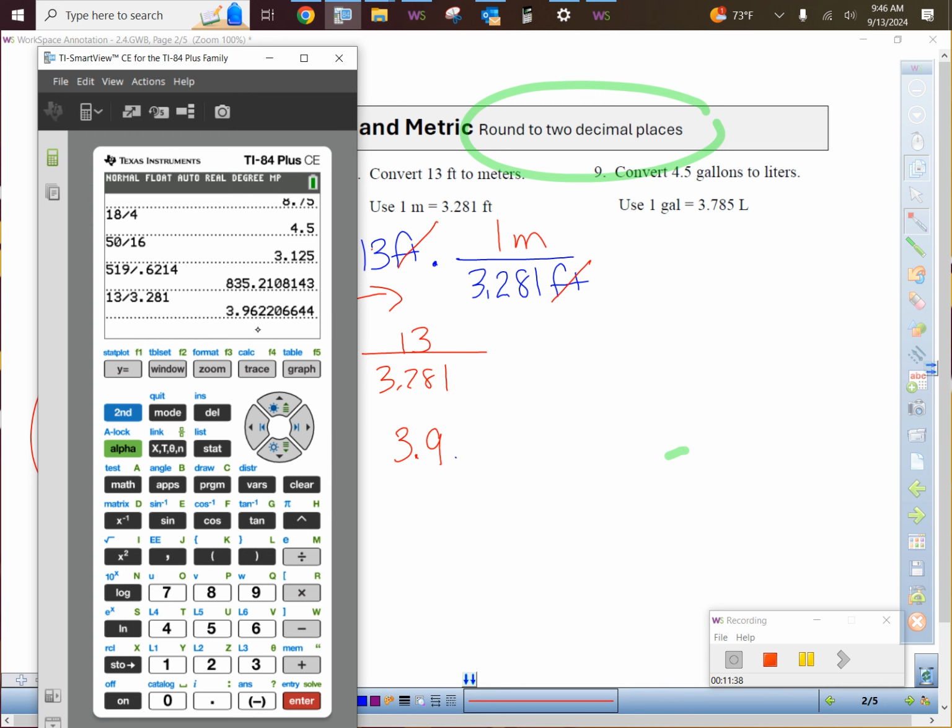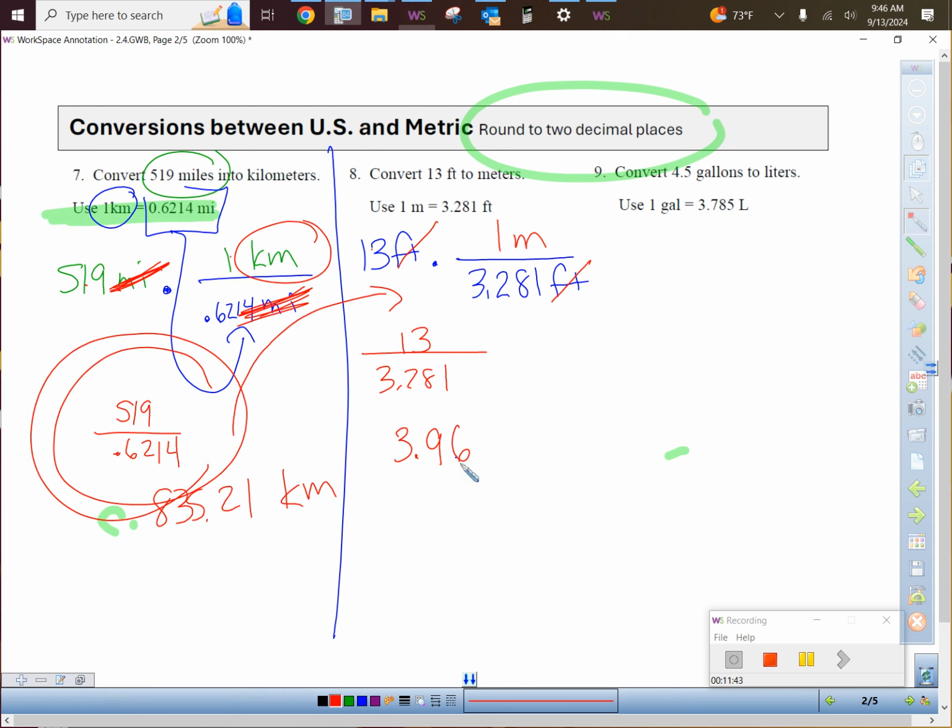What do you think? 3.96 or 3.97? 3.96. I love it. And the label is meters, right? And the label is meters.